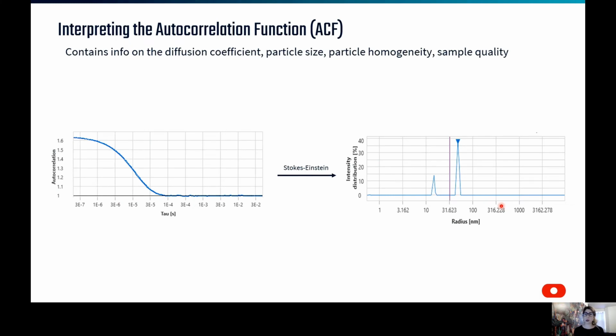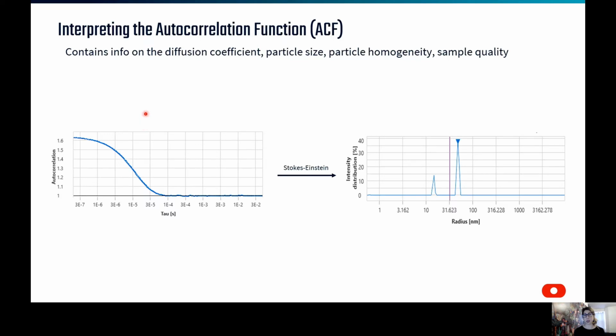So how can we interpret the autocorrelation function or the ACF to obtain particle sizing information? The autocorrelation function is the raw signal that is fit with an algorithm to determine the diffusion coefficient, which we need along with the temperature and viscosity to calculate the hydrodynamic radius via the Stokes-Einstein equation.